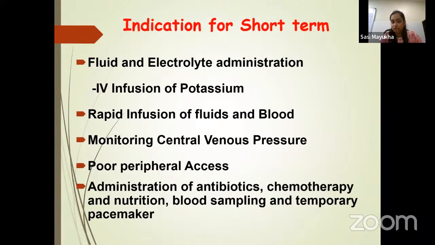The indications for short term will be fluids, electrolyte administration, high volume blood transfusions, to monitor the central venous pressure, to give chemotherapy drugs, and for giving TPN.